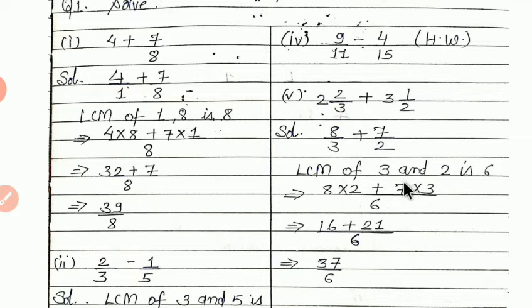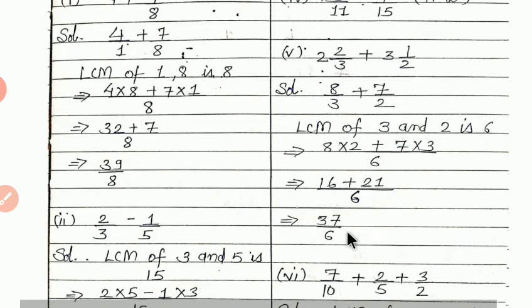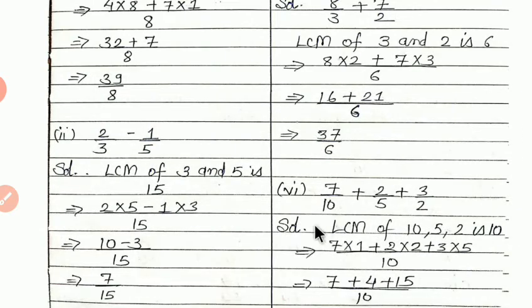So 8 2s are 16 plus 7 3s are 21 upon 6. So 16 plus 21 upon 6. If we add, we will get 37 by 6.